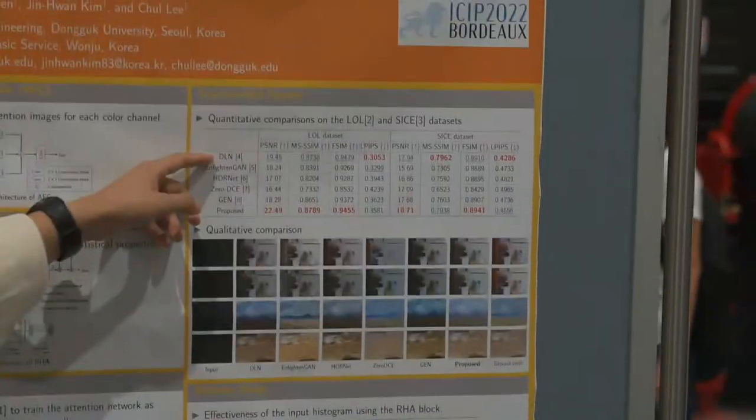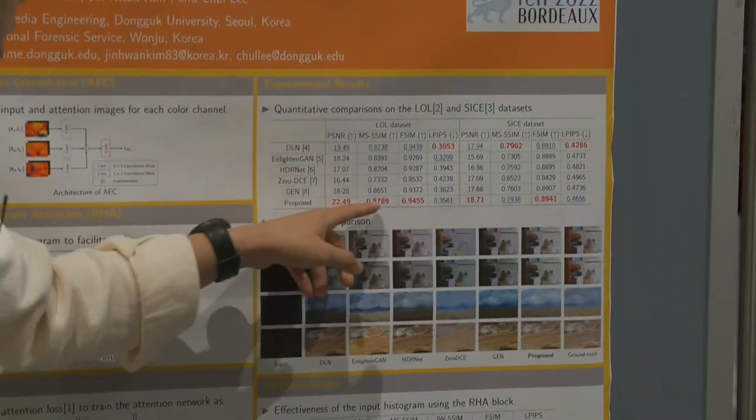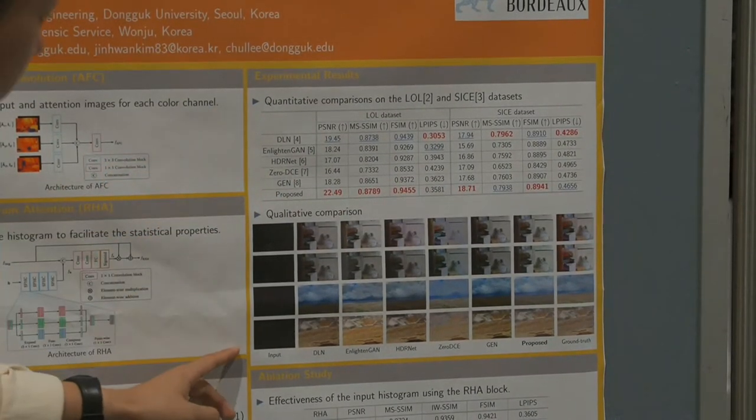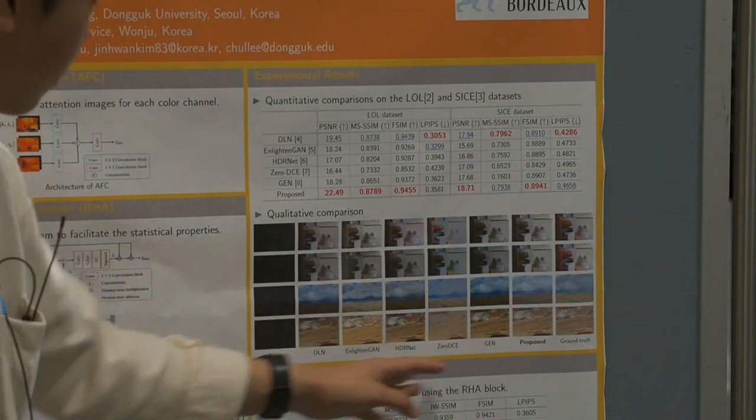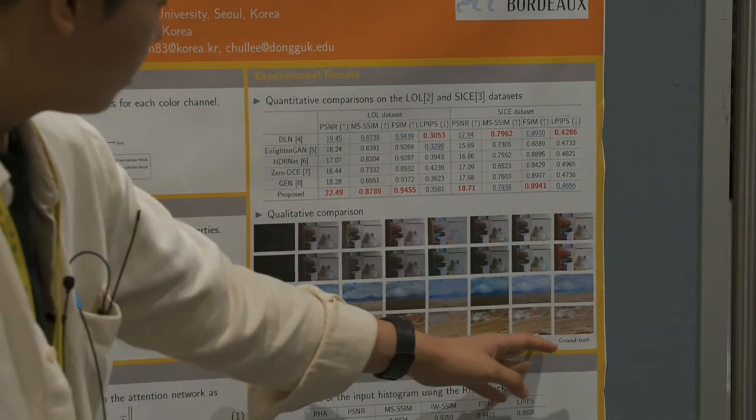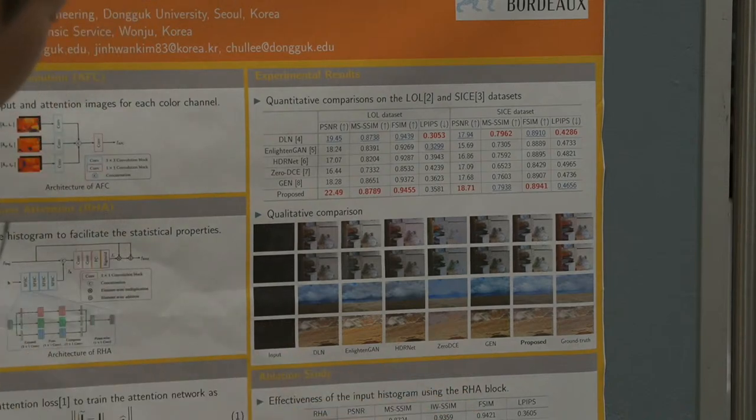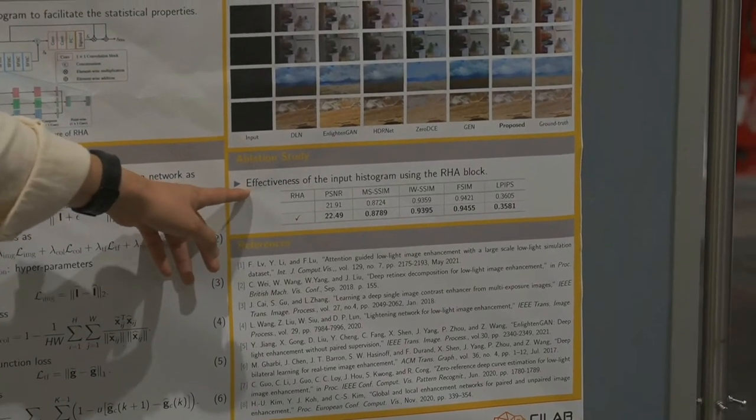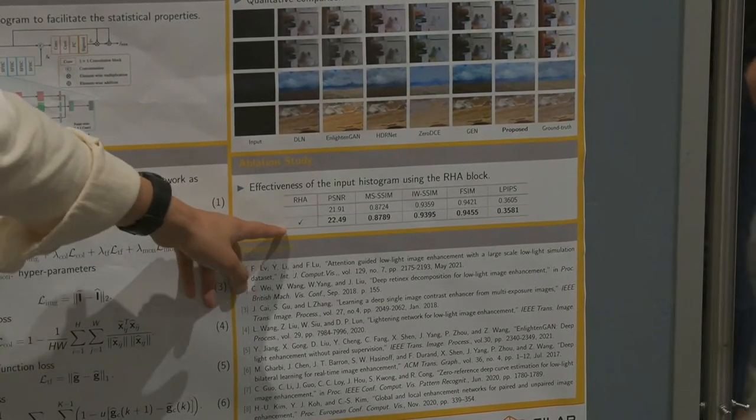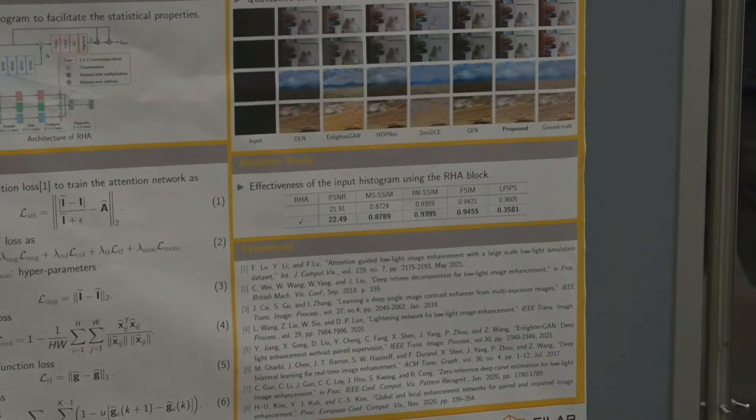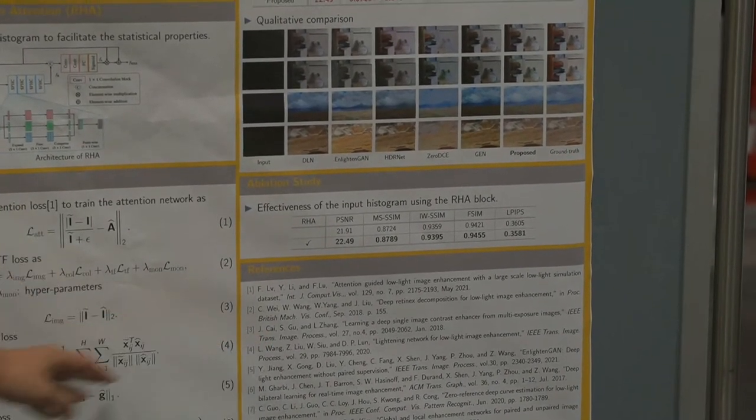And in the experimental result, our algorithm achieved the highest performance among the conventional algorithms, and the proposed algorithm qualitatively shows good results like this. And for the effectiveness of the input histogram using the RHA block, we can see the RHA block is effective to generate the enhanced image. So, yeah, thank you.